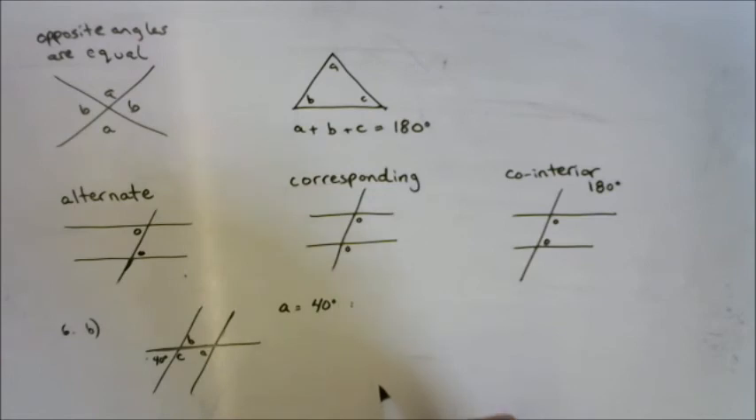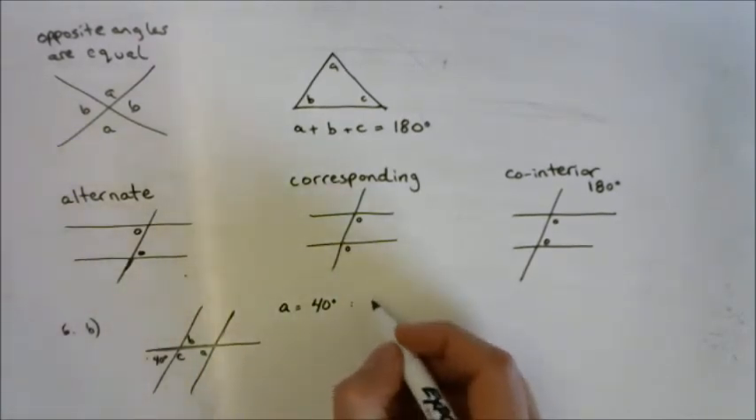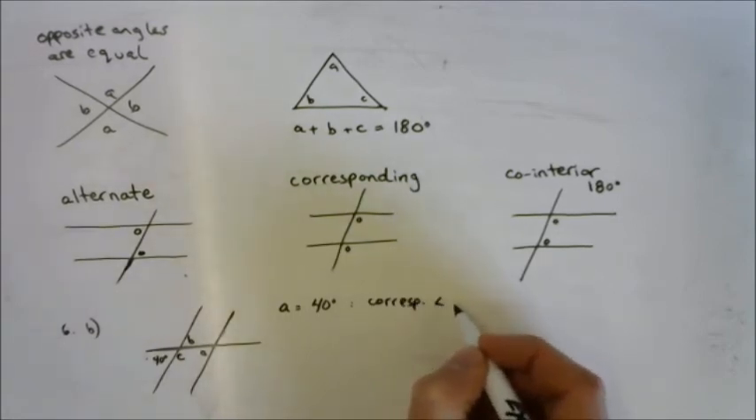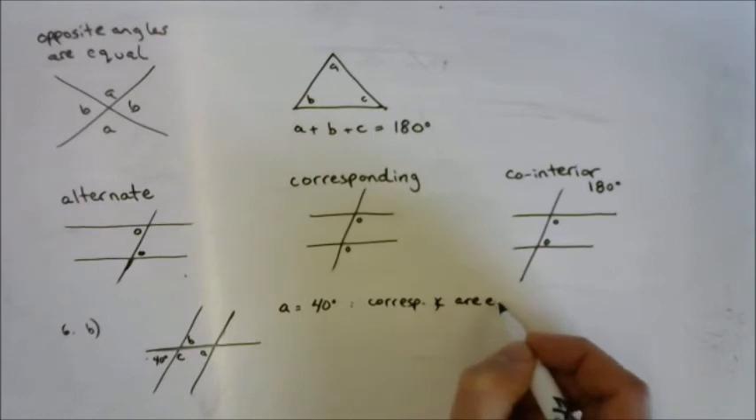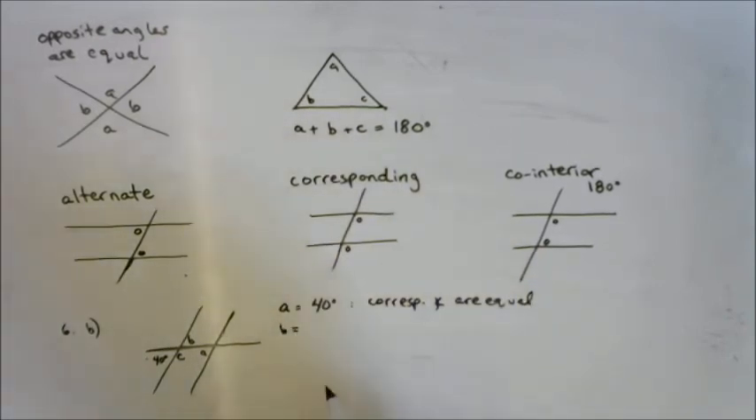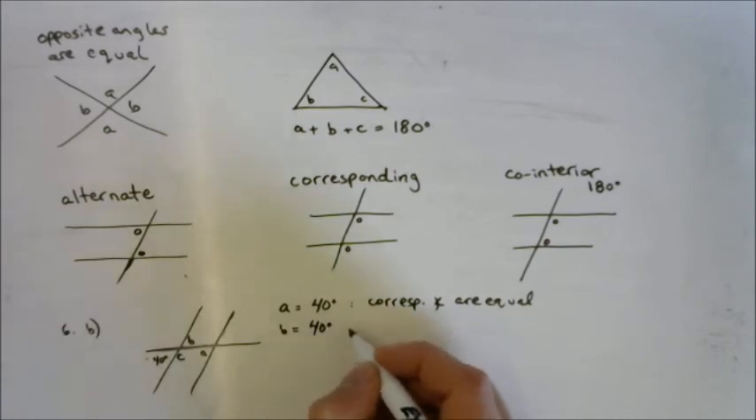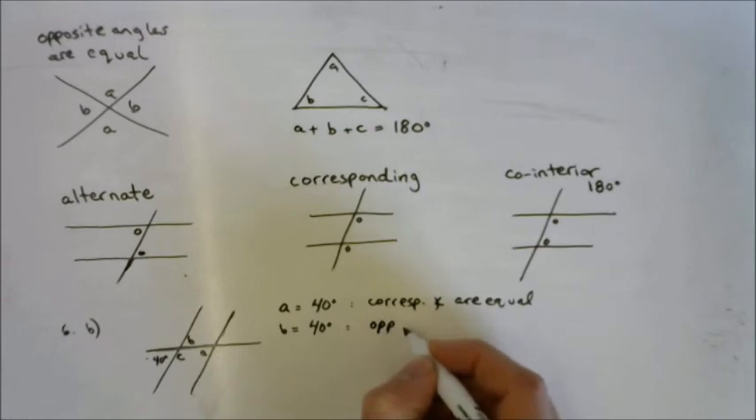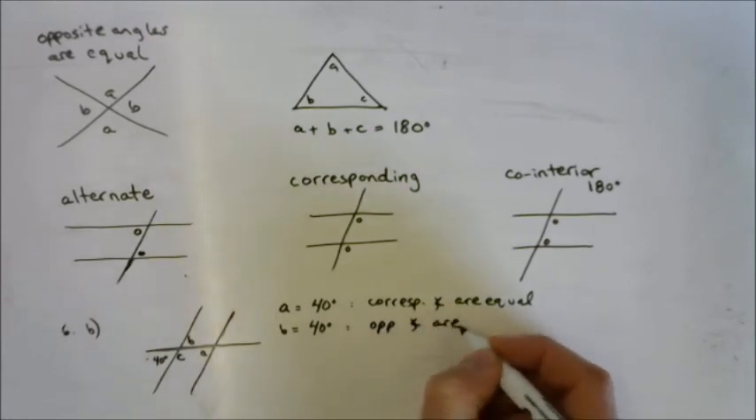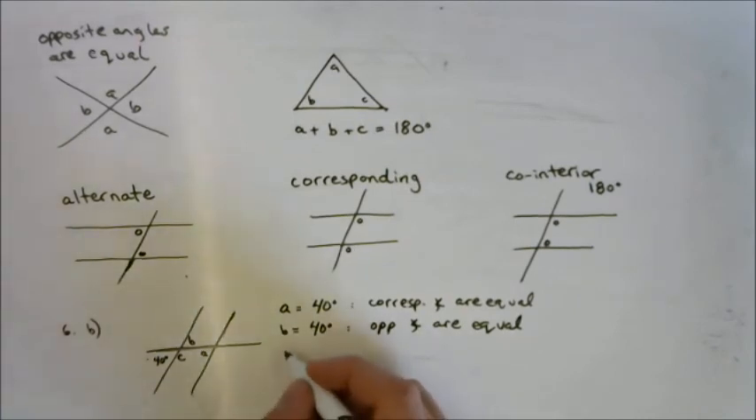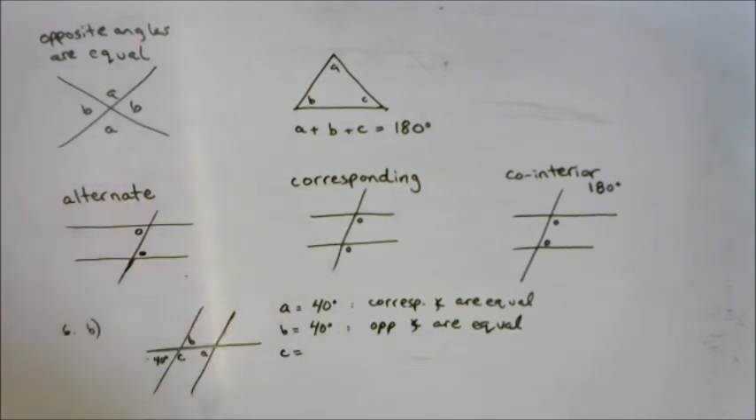They would be corresponding. Yep, good. Corresponding angles are equal. Angle B, also 40. How do we know? Because they're opposite. Opposite angles are equal. And angle C, 140.